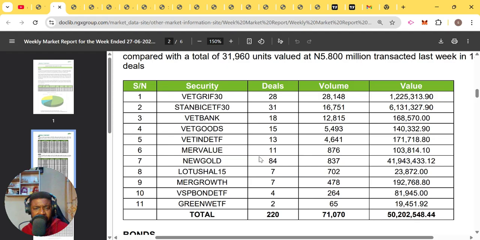I also gave another one, which is a VSP bond ETF. This one has 4 deals, and the volume is actually 264, which is not too strong, so to speak. But with these two, at least you are seeing trade. You can stick to one, which will be the Stanbic IBTC ETF. You can stick with it because of volume.